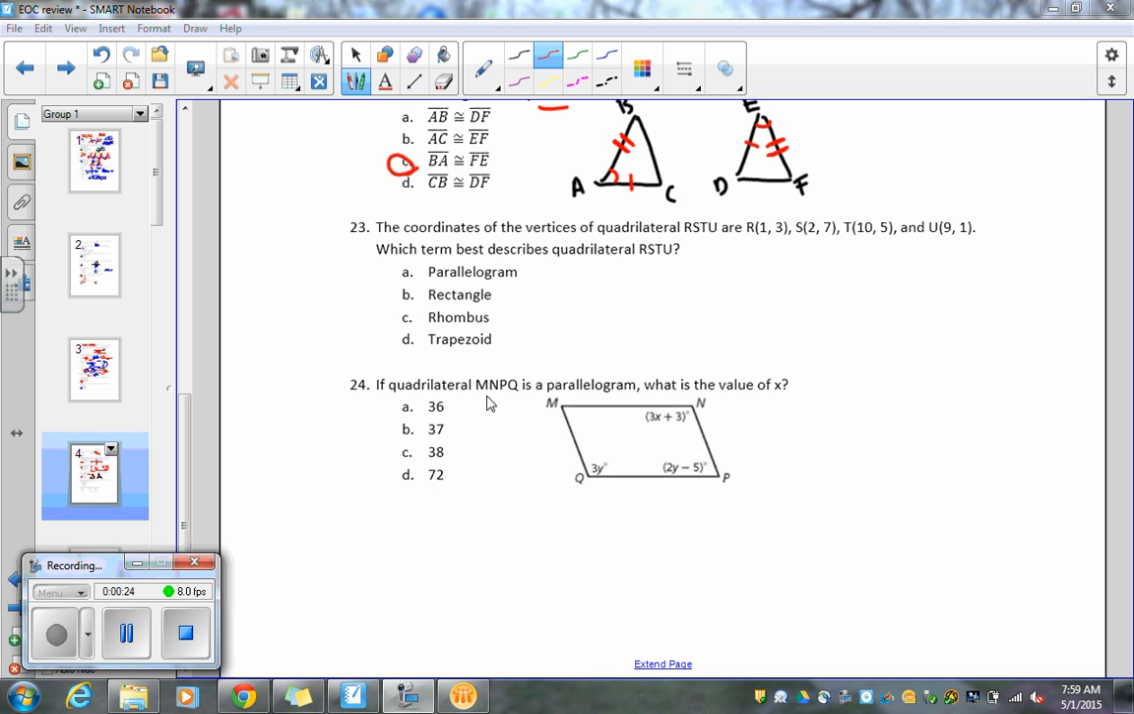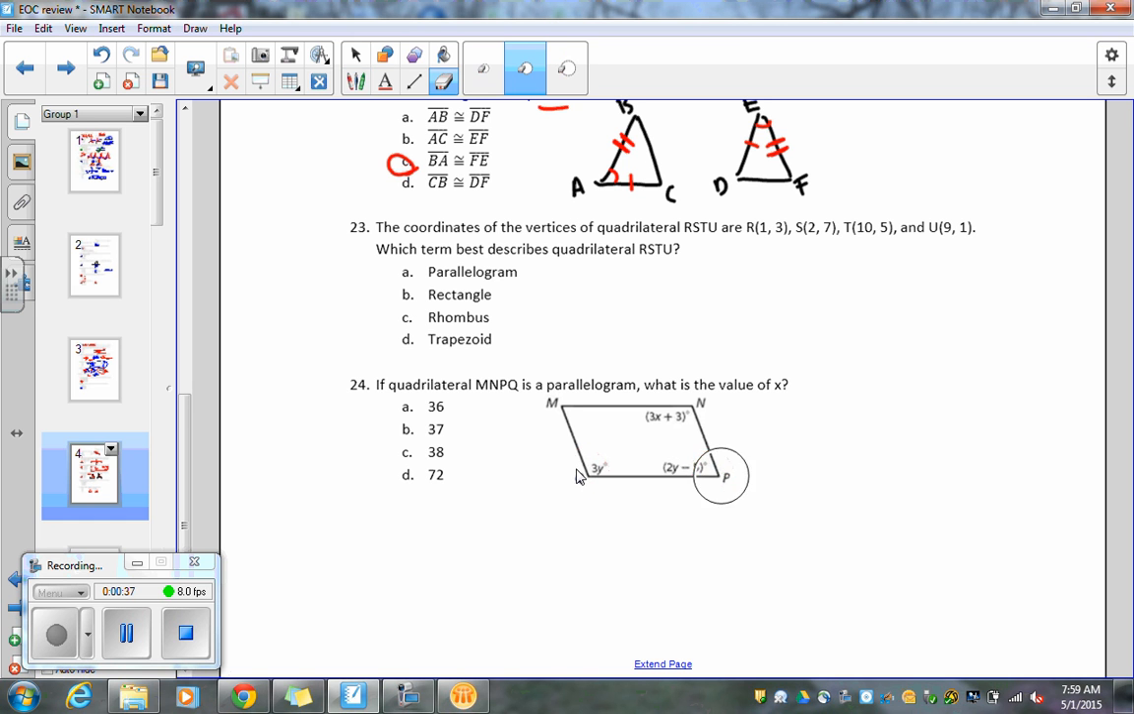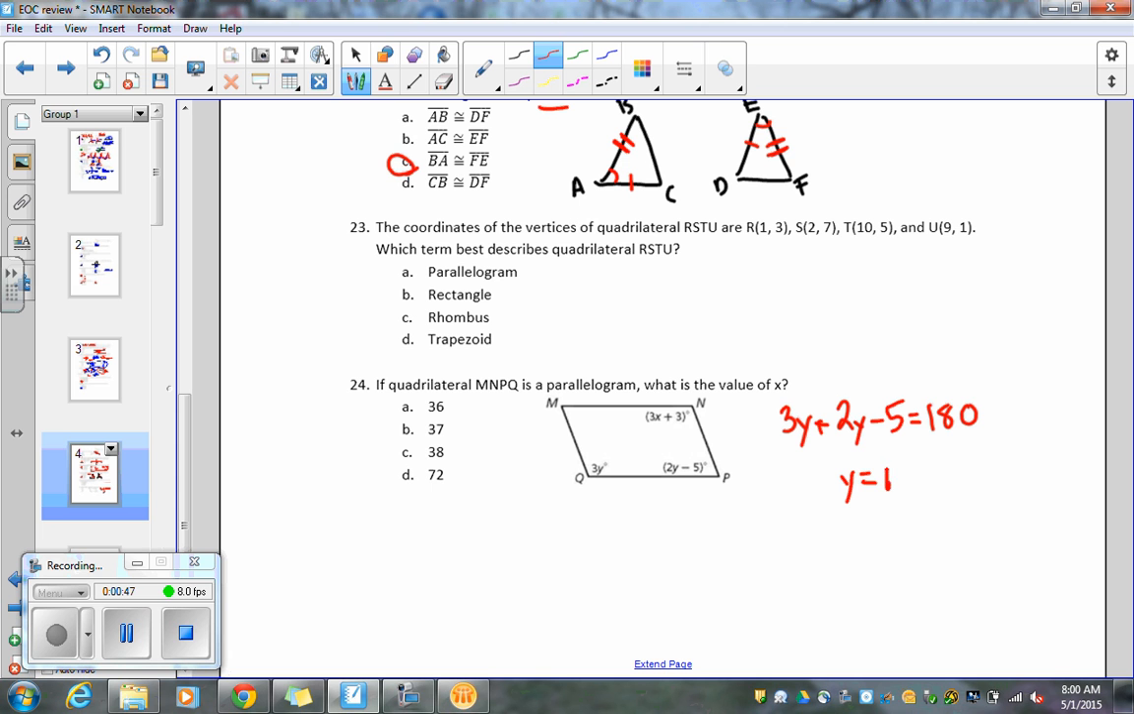All right, so quadrilateral MNPQ is a parallelogram. What is the value of x? Going back to what you know about parallelograms, this angle and this angle equal 180 degrees. So it's going to be a two-step problem. 3y plus 2y minus 5 is equal to 180. Figure out what your y is. When you figure out what your y is, plug it in for q, and then get an overall value for angle q, and then set that equal to whatever n is, and you get your answer for x.